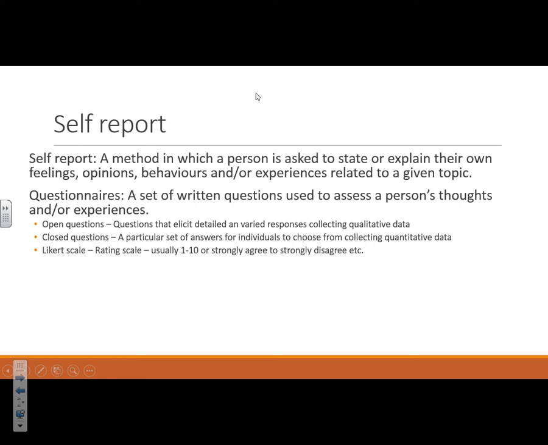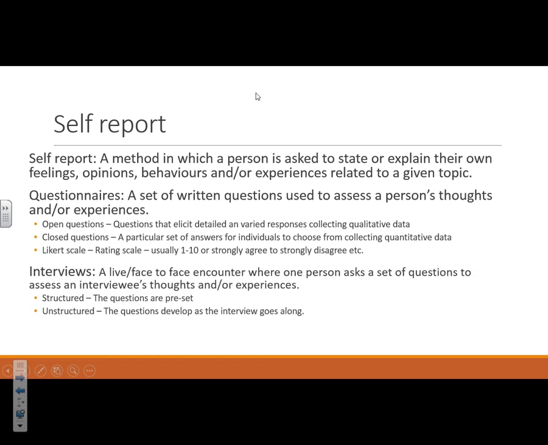There are two examples. One of the examples is questionnaires, a written set of questions assessing people's thoughts. You've got open questions, that elicit lots of detail, so you collect qualitative data, and closed questions with a particular set of answers, collecting quantitative data. You also have a Likert scale, which is a rating scale, usually 1 to 10, or strongly agree to strongly disagree. You've done all of these, so you'll all be aware of them.